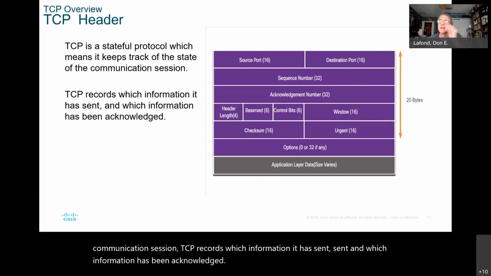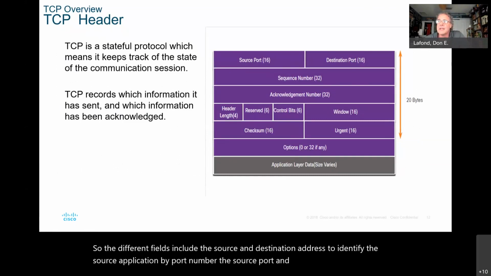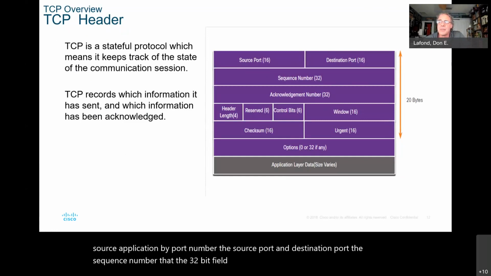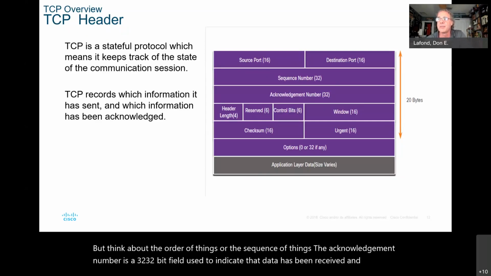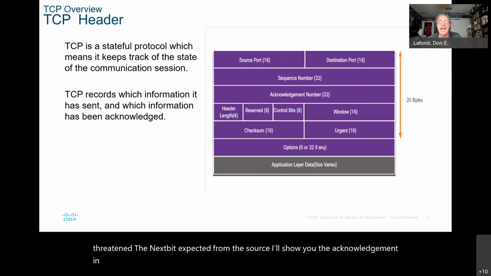So the different fields include the source and destination address, to identify the source application by port number, the source port and destination port. The sequence number, that's a 32-bit field used for data reassembly purposes. Think about the order of things, or the sequence of things. The acknowledgement number is a 32-bit field used to indicate that data has been received and the next byte expected from the source. I'll show you the acknowledgement in a little bit. We call it an ACK.